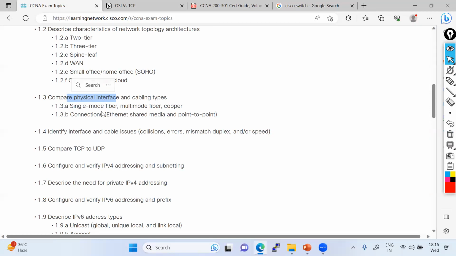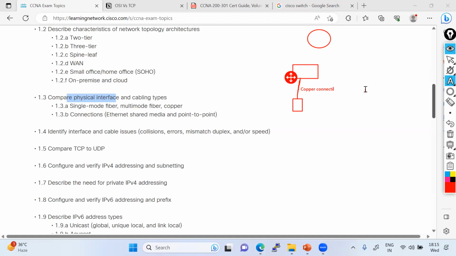But in our industry, we have only two media which are going to connect these devices. Maybe I have one PC or one switch, or maybe one router. So how are they going to connect? A PC doesn't have fiber connections. PC and switch always support a copper connection. But a router and switch can connect over fiber or copper. They support both.